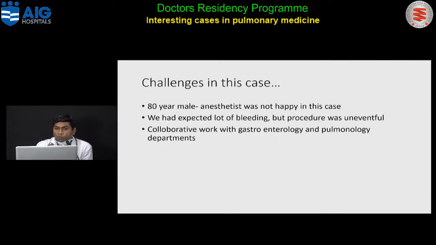And this is more than a year since we put this stent. We put this stent in last May, and this patient has come for the last follow-up in the month of February. We are planning to take off the stent for this patient next time when he comes in follow-up.